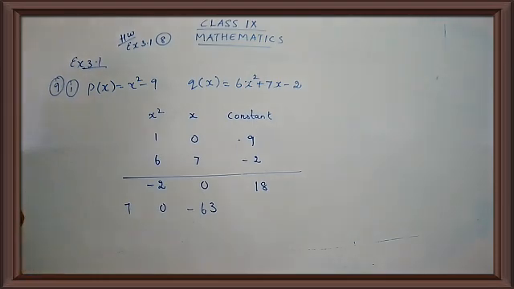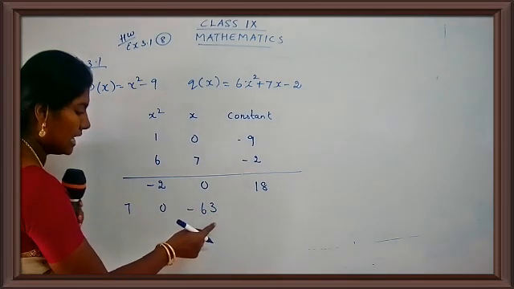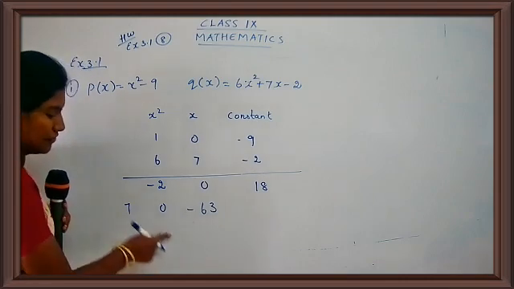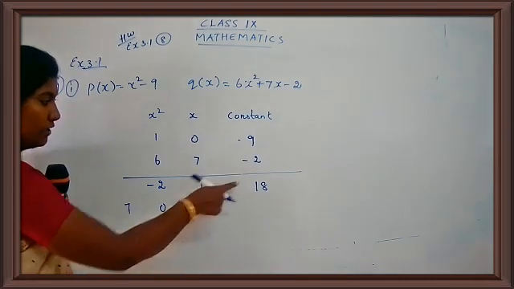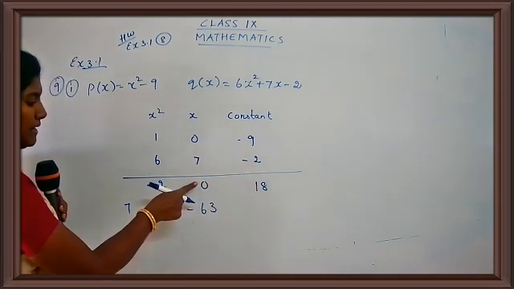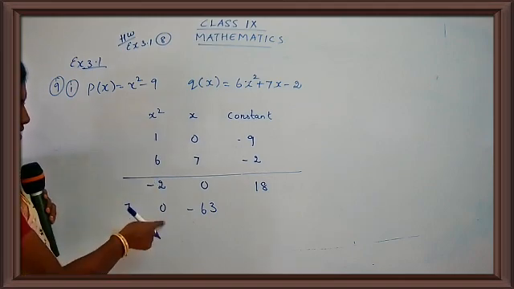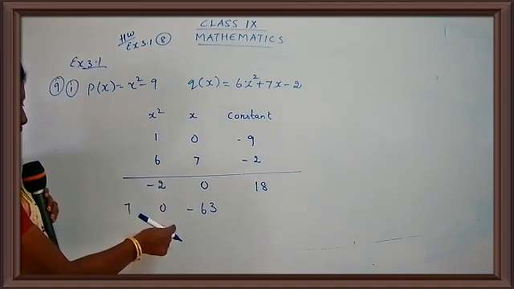Let me take the next multiplication. What is the next number here? 6. So, I'll not start from here. I have to start from here. Are you getting my point? For the first multiplication, I have to start from the constant part. For the second multiplication, I have to start from the x part. For the third multiplication, I have to start from the x square part. From there only you have to start.